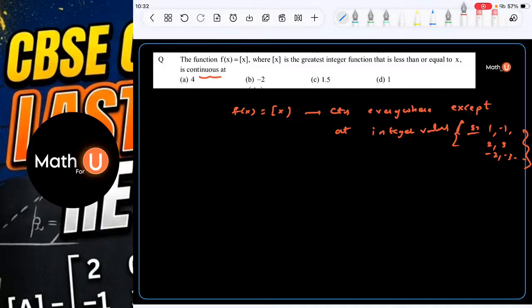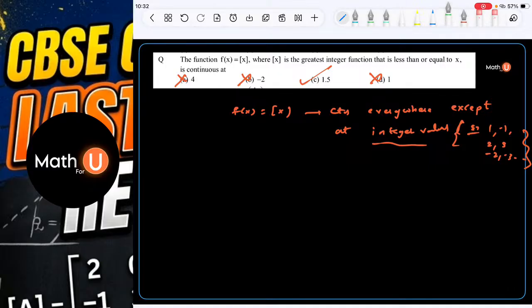That means it is continuous at 4? Sorry, it is not. It is continuous everywhere except at integer points. At an integer it is not continuous, at minus 4 also not continuous. 1.5 is not an integer, so at that point it is continuous.